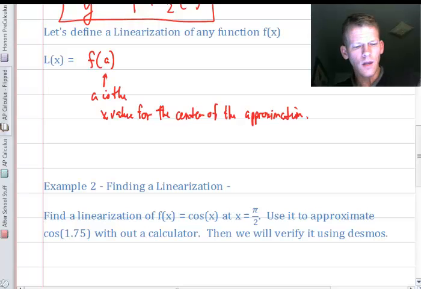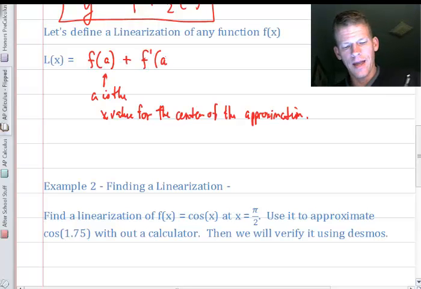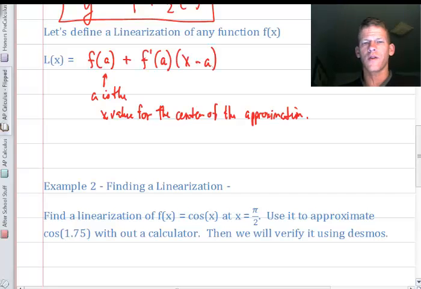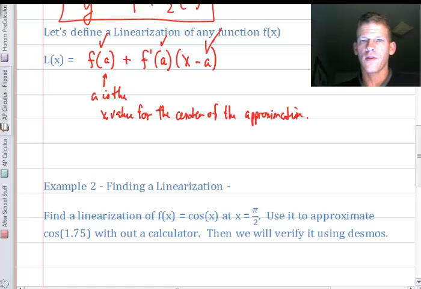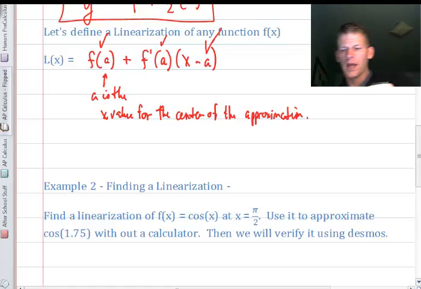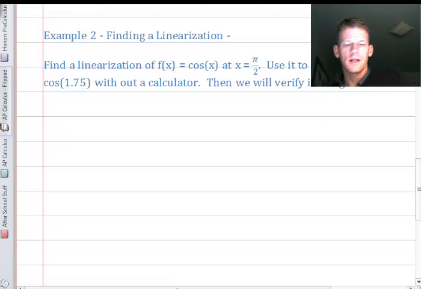Plus, now this is going to be the derivative at a times x minus a. Remember, a is the special point of tangency. Everything has to be figured out at a. We have to figure out our derivative at a, our y value at a, and we have to put it in the last part of x minus a. So here we have our second example. Pardon me.